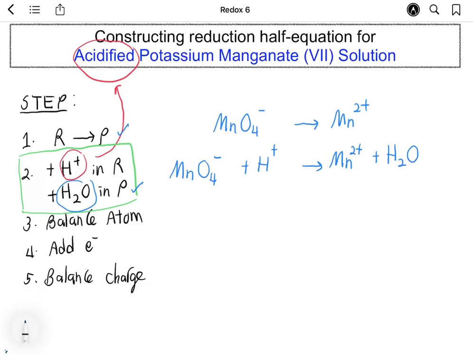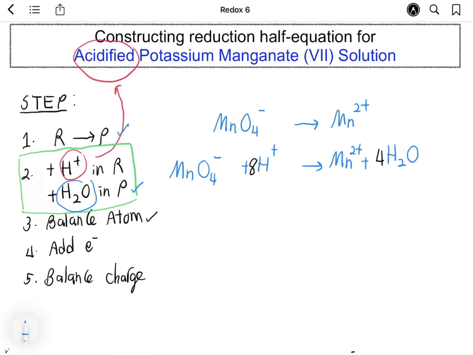So there are 1 manganese in the reactant and 1 manganese in the product. So the manganese is balanced. Next, there are 4 oxygen in the reactant but 1 oxygen in the product. So we will add 4 in front of the water molecules. So that makes the hydrogen 4 times 2, 8. So there are 8 hydrogen in the product but 1 hydrogen in the reactant. So we will put 8 as coefficient in front of the H+ ion.